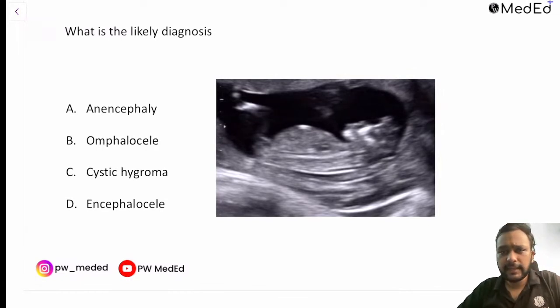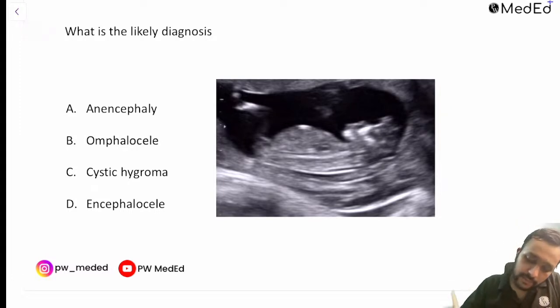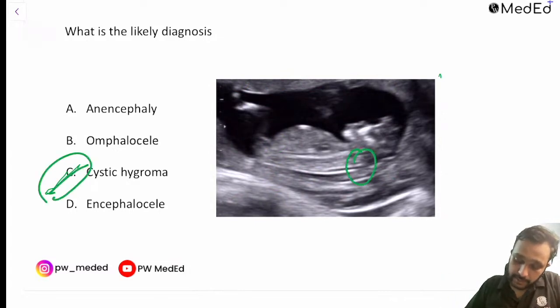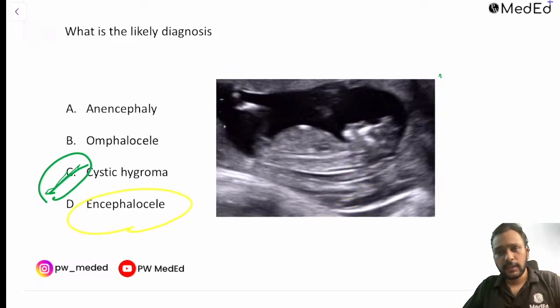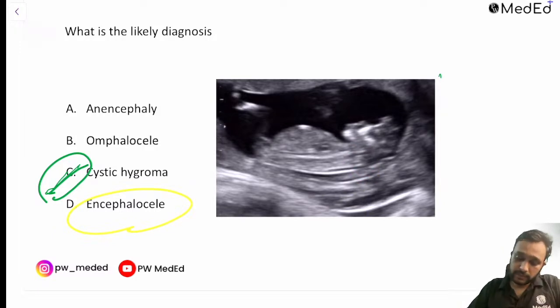So what is the likely diagnosis in this case? Right? So let us have a look at the options. Cystic hygroma, right? So cystic hygroma will appear as a neck swelling. In this region, we are going to see some cystic swelling. So this is not a cystic hygroma. Encephalocele, we are going to see some herniation of the brain tissue. There is no herniation of the brain tissue in this case.